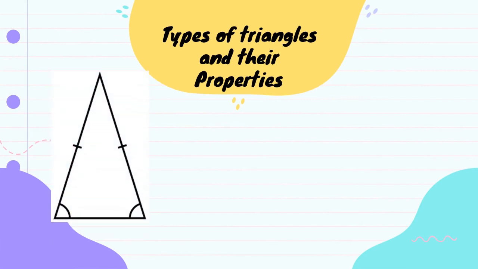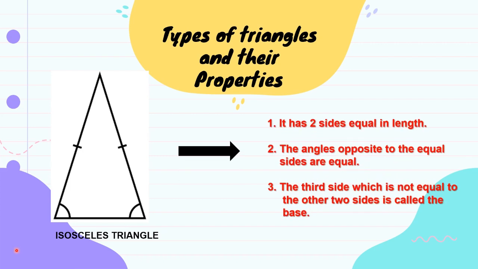We are still looking at types of triangles and their properties. The next triangle I have is the isosceles triangle. Look at the marks, only on two sides. What does that mean? It means only two sides of the triangle are equal. 1, it has two sides equal in length, and these are the sides that are marked. 2, the angles opposite to the equal sides are equal.